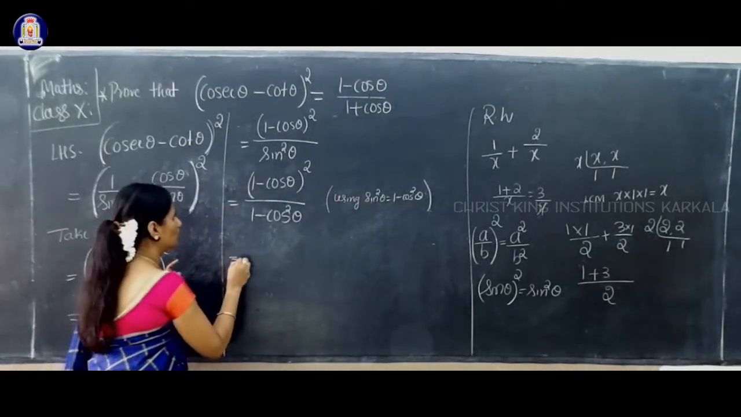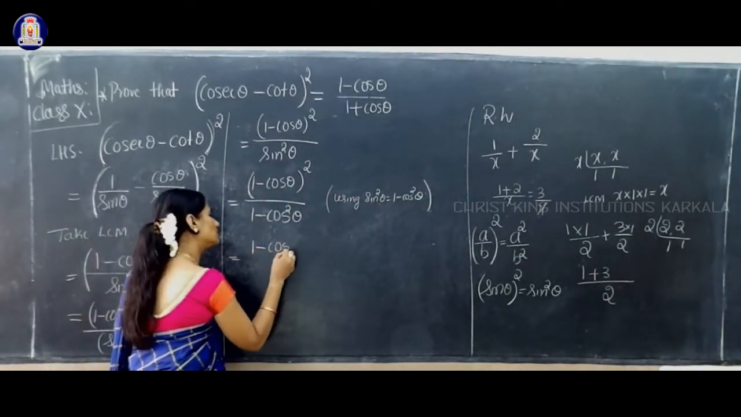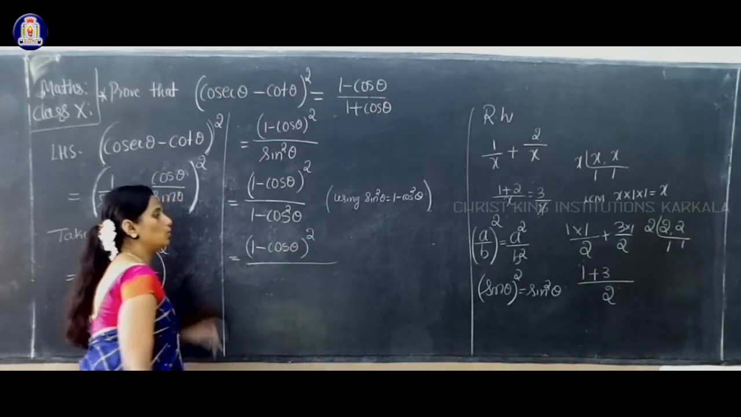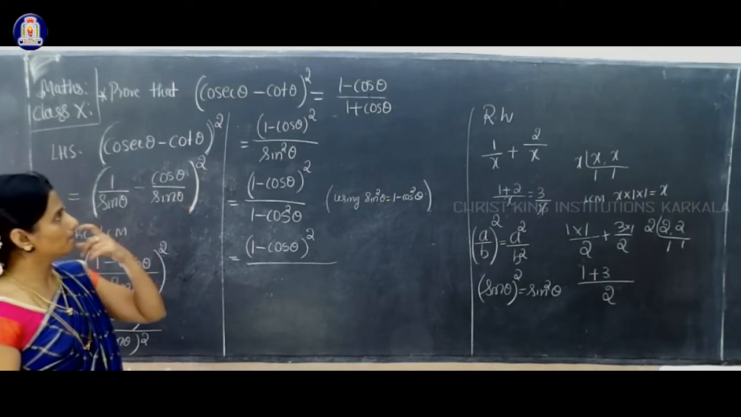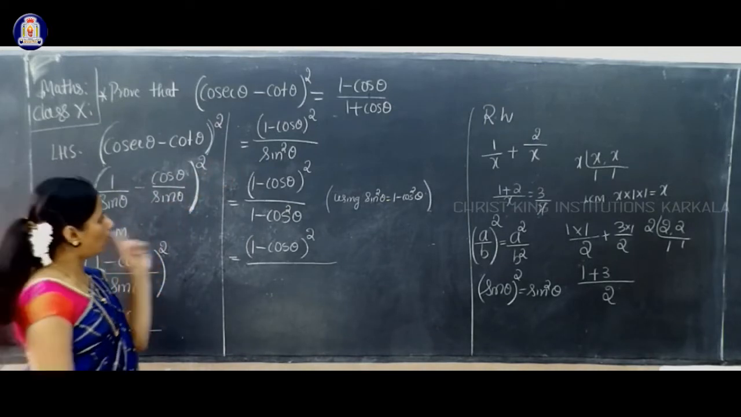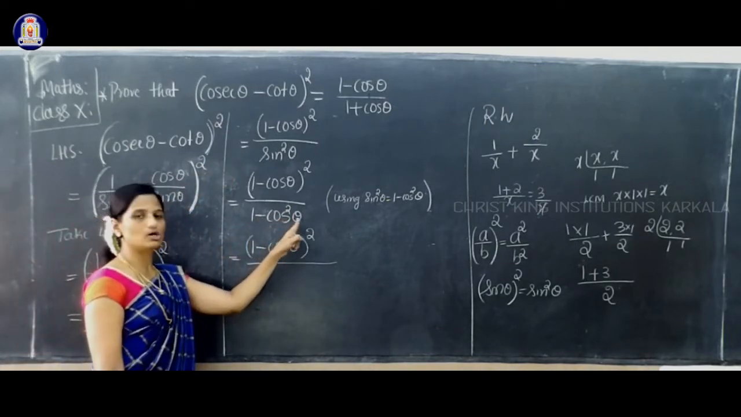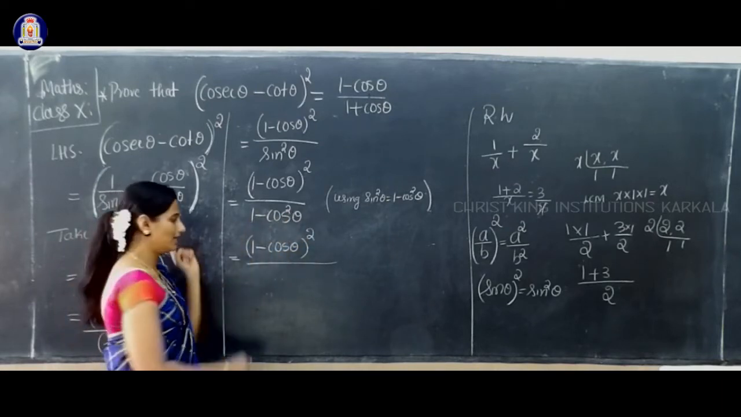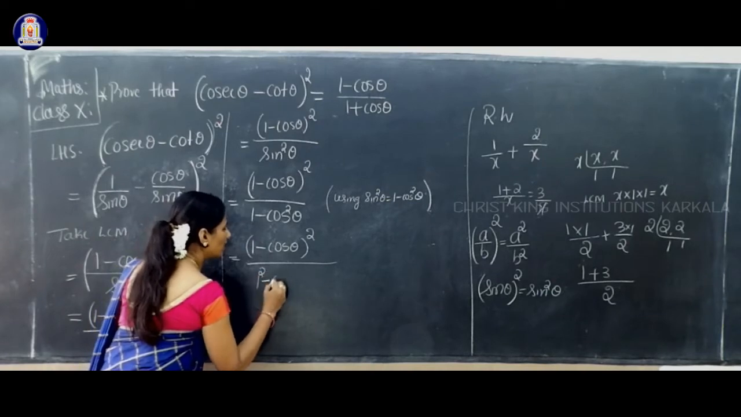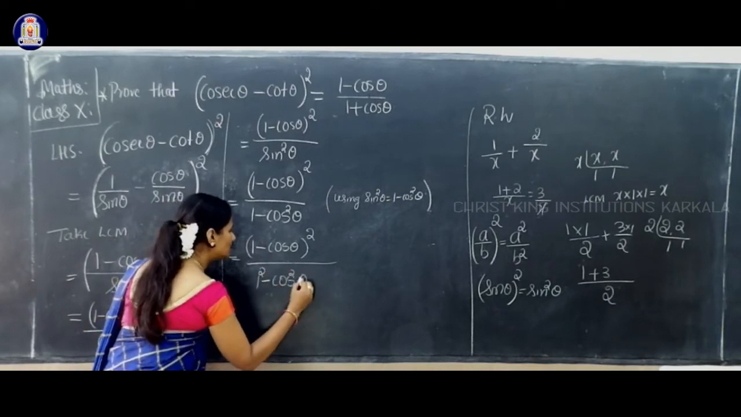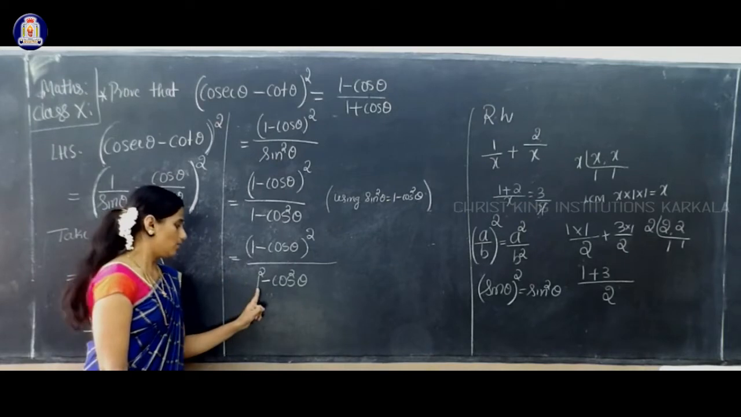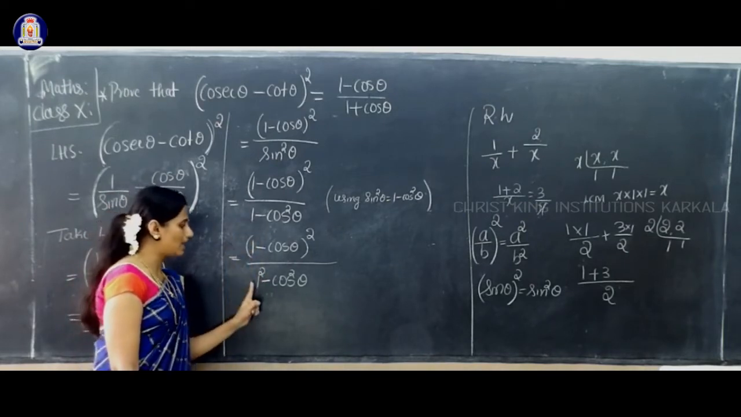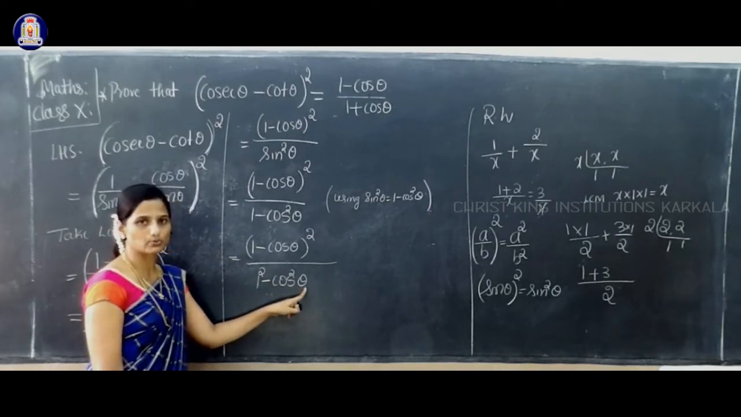Now that is equal to (1 minus cos theta) whole square. Next I need 1 plus cos theta. How to change this? 1 minus cos square theta. This is a square, and here 1 we can write as 1 square minus cos square theta. Is it right or wrong? Yes. 1 square is how much here? 1, right? So I am writing this as 1 square minus cos square theta.